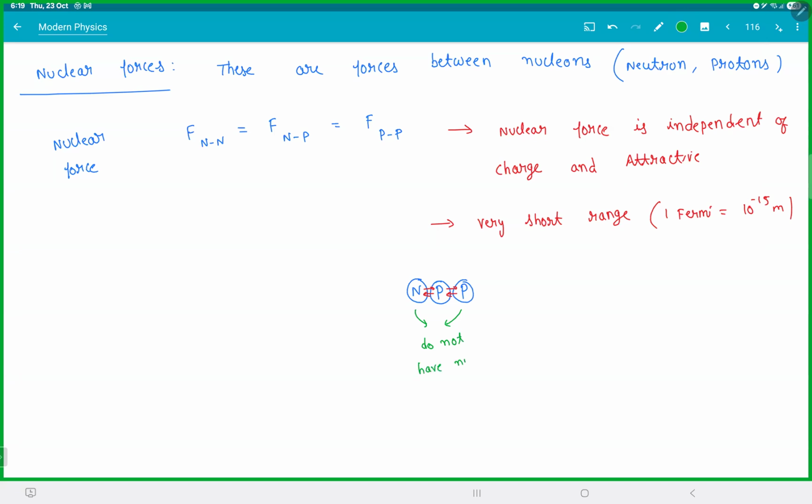So only the immediate neighbor you'll be able to interact with. And people came up with a theory called the exchange theory. So the theory goes like this.